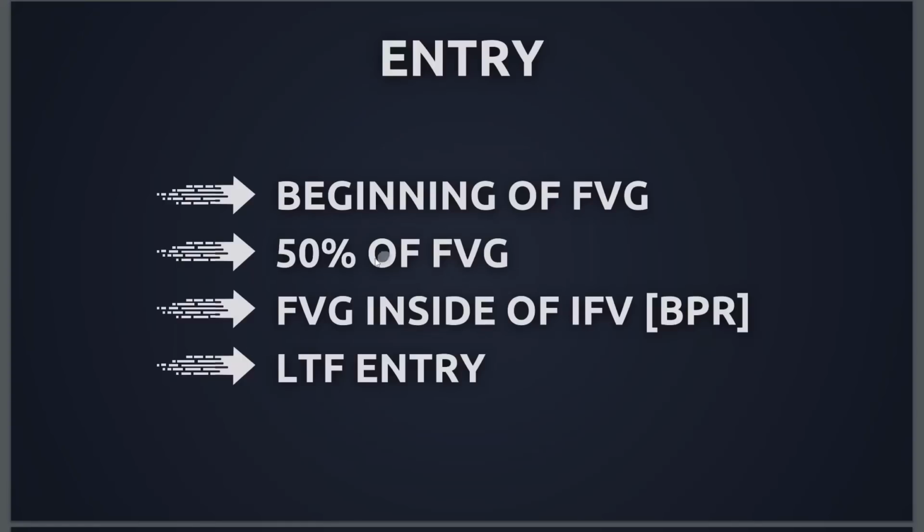We can also enter on a fair value gap inside of an inverse fair value gap, and it's going to be actually a BPR, a balanced price range. And this is a very high win rate. If you just rely on this, you're going to get a very high win rate using this fair value gap inside of an inverse fair value gap. You can also apply a lower time frame entry. So if you are getting that inverse fair value gap in a higher time frame, you can rely on a lower time frame to get an entry inside of that inverse fair value gap.